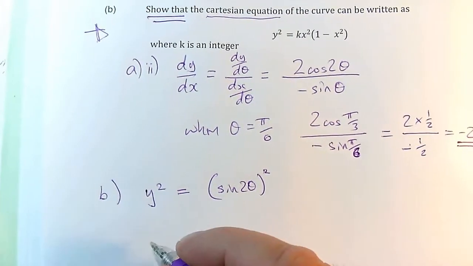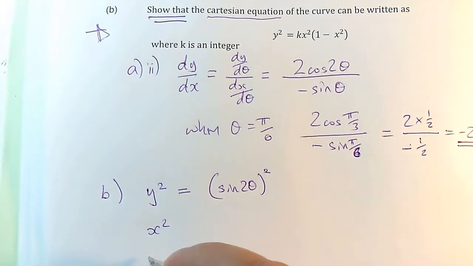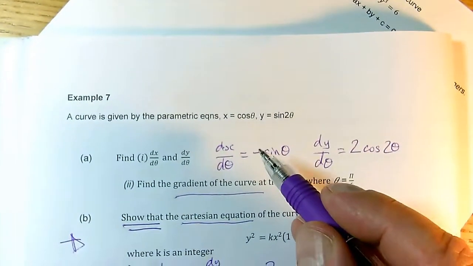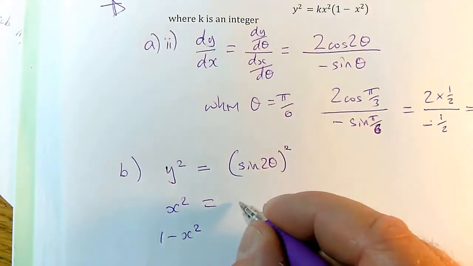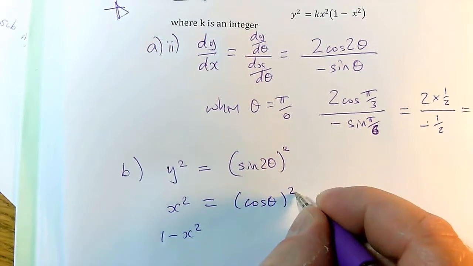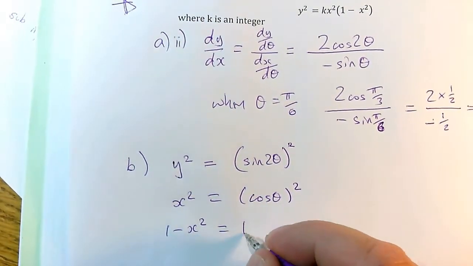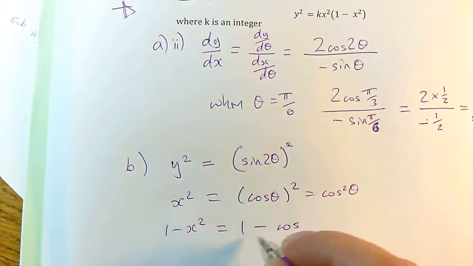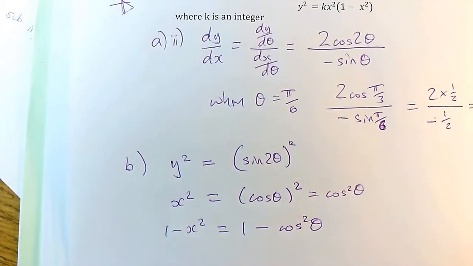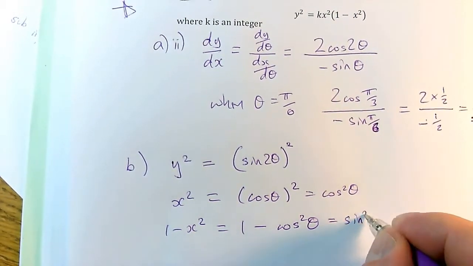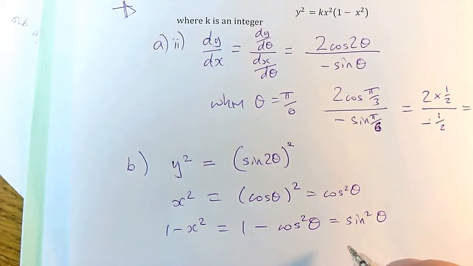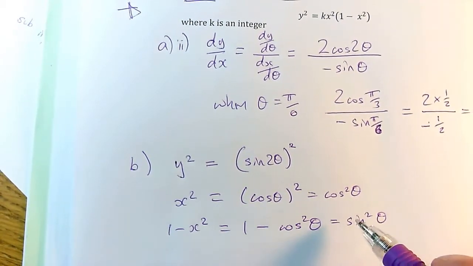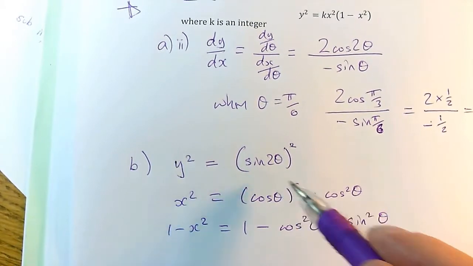Okay, well let's just leave that for a little while. I've got to look at x squared and 1 minus x squared. And x was defined in the question as being cos theta. So x squared is cos theta squared. And so 1 minus x squared is 1 minus that. Cos of theta squared is cos squared theta, of course. So this is going to be 1 minus cos squared theta, which of course is sine squared theta. So, okay, I've got cos squared theta, I've got sine squared theta, and that's got to somehow be related to this. So this has got the double angle, these don't have the double angle.